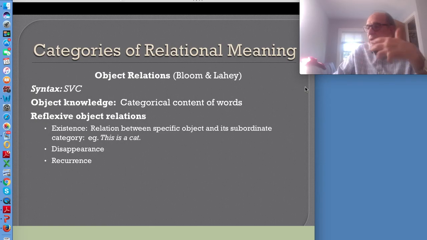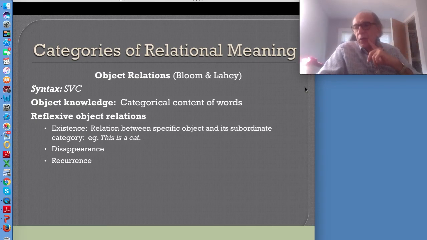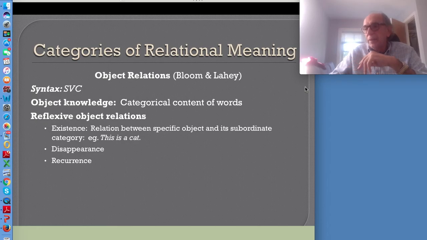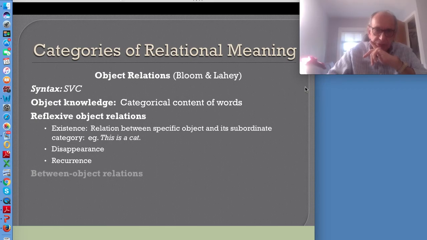And recurrence is usually coded with the word more. After the cat runs away, the child might say, more cat. Or when the child finishes a cookie, more cookie. That is referring to an object coming back again. A relationship, by the way, between its present absence and its coming back. Disappearance, a relationship between the object having been here before and now gone. Disappearance. These are reflexive object relations.